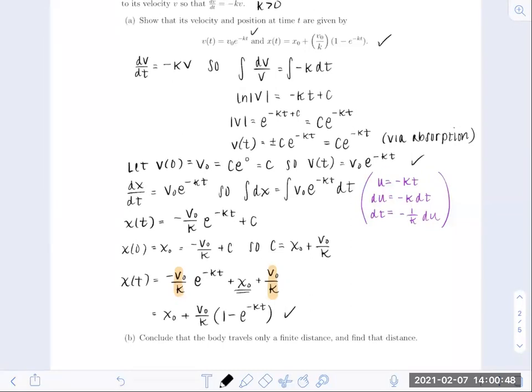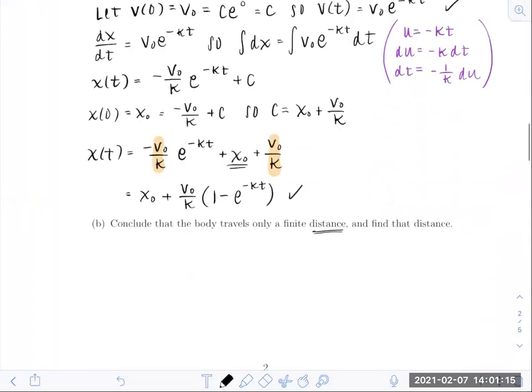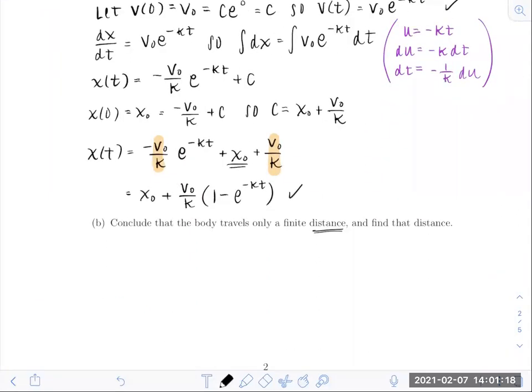And then we have part B here: conclude that the body travels only a finite distance and find that distance. So part of the question here is seeing if you can analyze which function we want to work with. We want to find that the body travels only a finite distance. All right, so we're not looking for a terminal velocity here, nothing to do with velocity, but rather we're looking for distance. So we want to use the position function, not our velocity function.